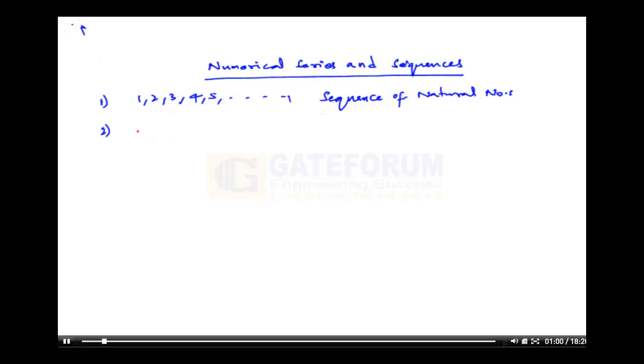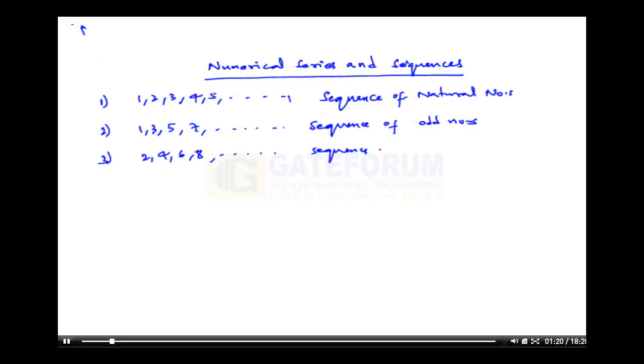Next we'll take another set of numbers, another series: 1, 3, 5, 7, and so on. This is a sequence of odd numbers. The third set we'll take is 2, 4, 6, 8, and so on, a sequence of even numbers. Now, in this topic, we are going to discuss mainly 3 types of progressions.